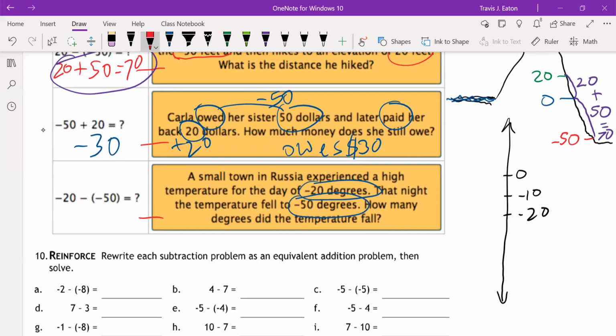So that's where the temperature started, right? At negative 20. And then it fell to negative 50. So I better put, here's negative 30, negative 40, and negative 50. So the temperature fell from negative 20 down to negative 50. How far did the temperature fall? How many degrees? Well, here's 10, 20, 30 degrees. So it fell 30 degrees. So negative 30. Well, does that match up with our situation over here? Remember subtraction?